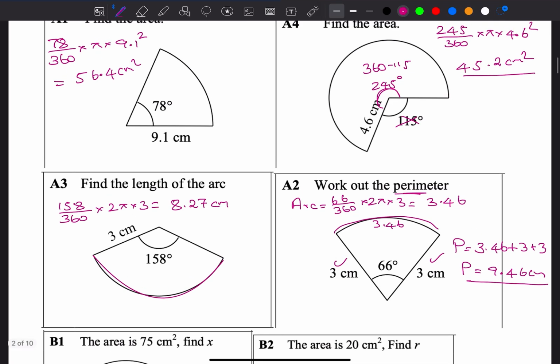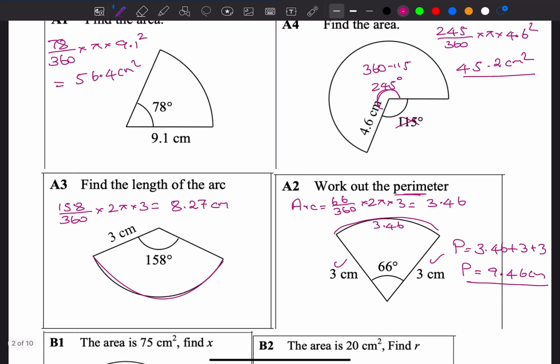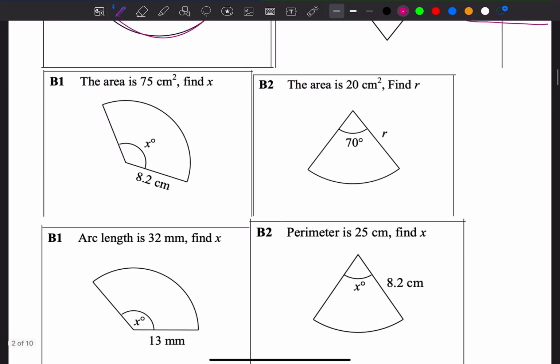Okay, these are very basic. Do not expect this question in an exam. Come on, it's too easy. Okay, now we are talking.